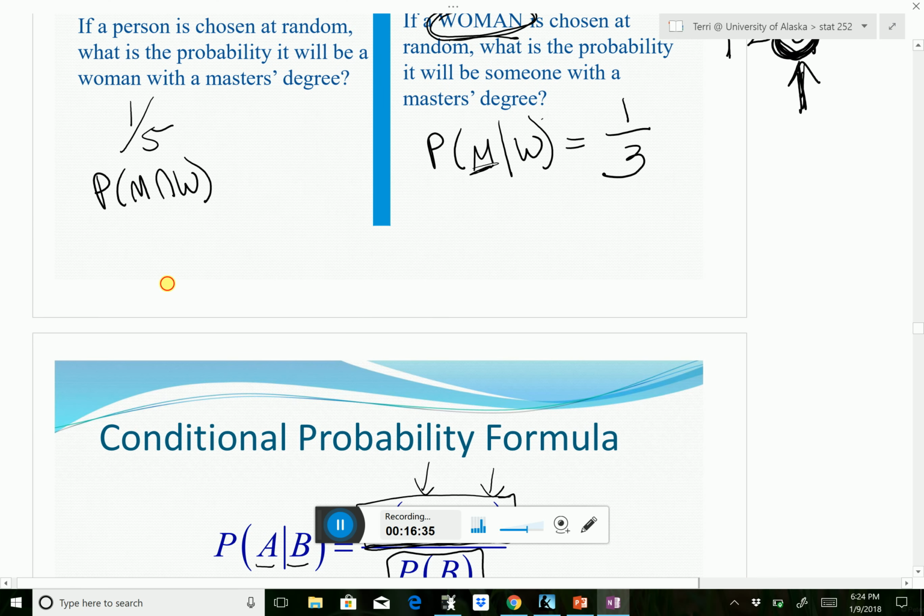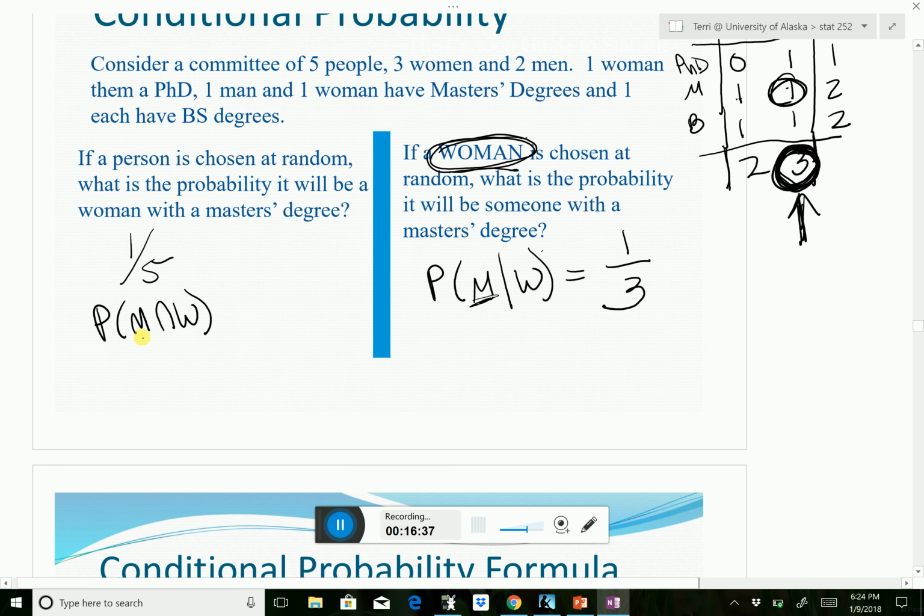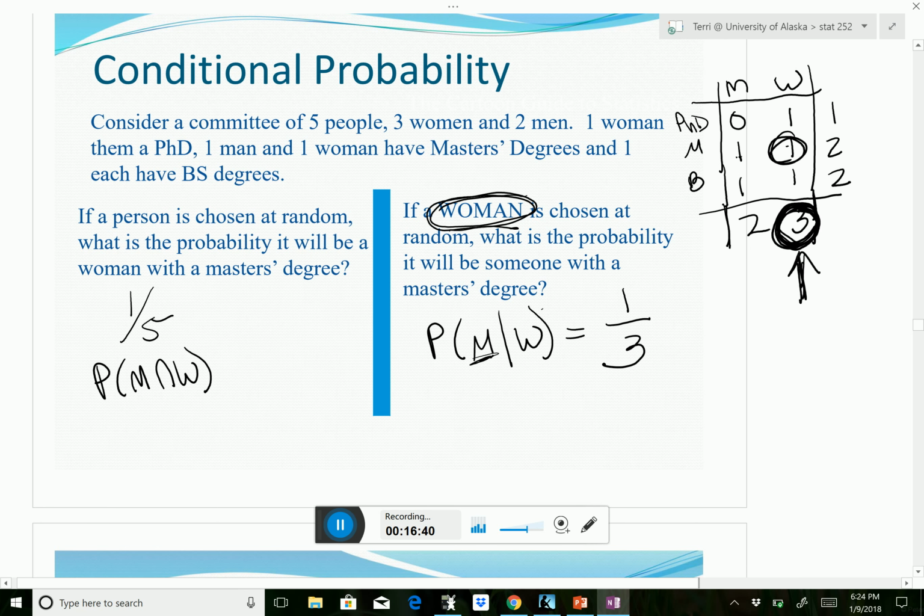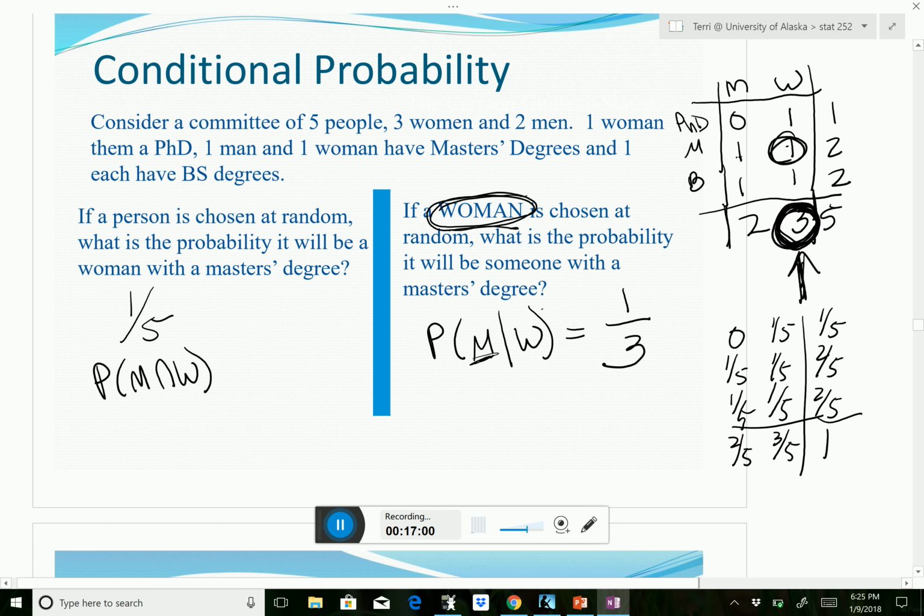Knowing that we want the intersected probability, if we do all these and we find the joint probability table, this is going to be 1/5, 1/5, 1/5, 1/5, 2/5, 1/5, 1/5, 2/5. And then here we have 2/5, 3/5, and 1. So redoing this, dividing everything by 5, we know that the probability that someone has a master's and they're a woman, the intersection, is 1/5.